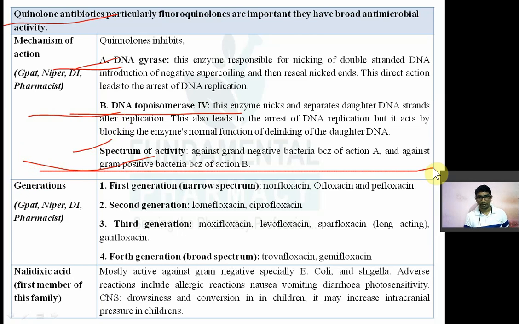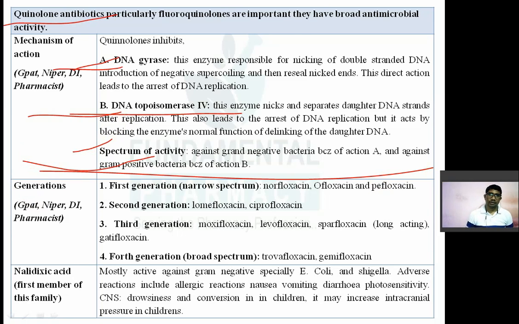Now look at the generations of the quinolones. The classification shown earlier was a T-diagram type, which gave only two generations, as in various different reference books. So I have listed here four generations. These generations are very important, and for quinolone antibiotics they often ask questions on this generation classification.